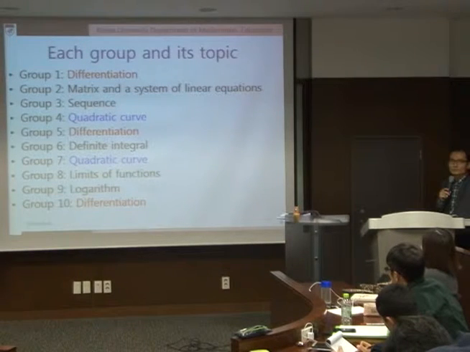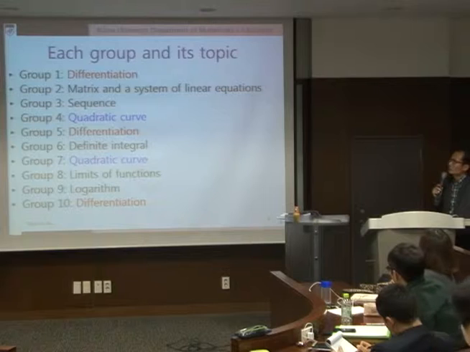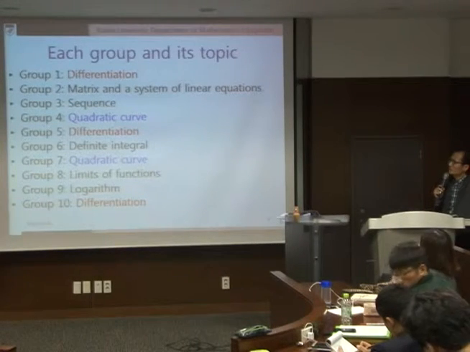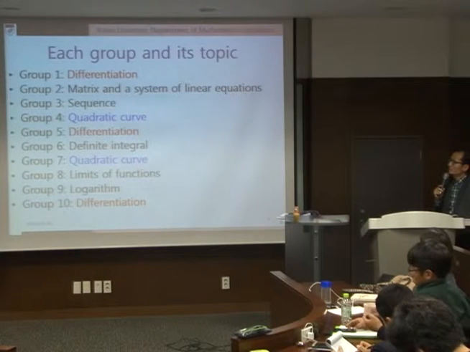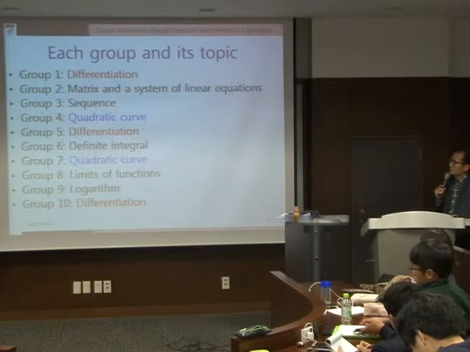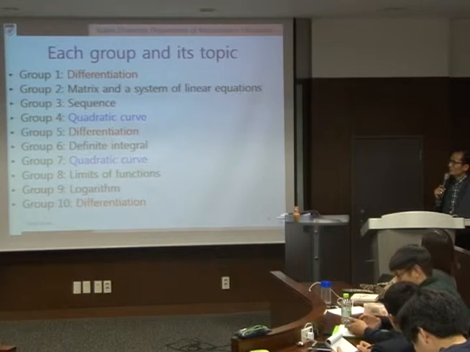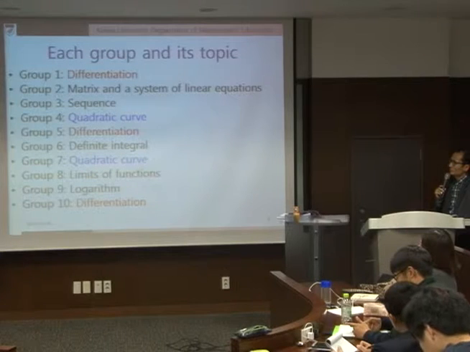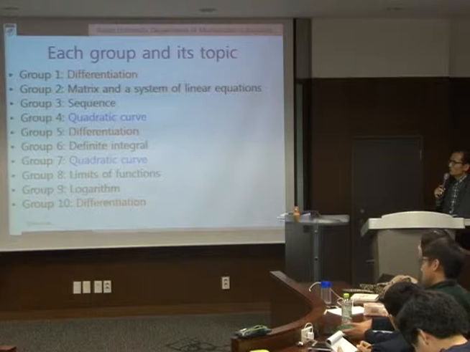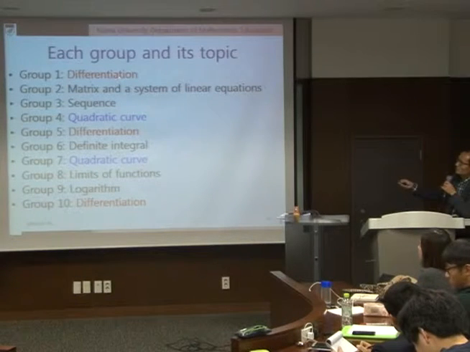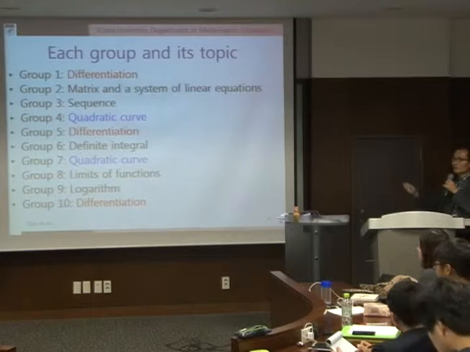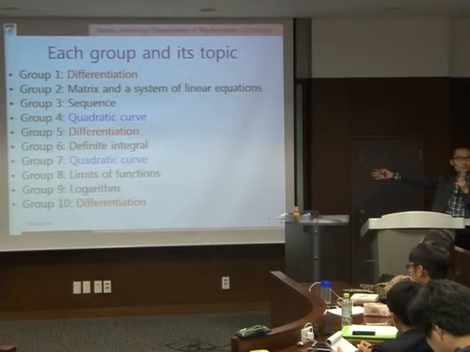Group 1, differentiation, right? You did. Group 2, matrix and system of linear equations. Group 3, sequence. Group 4, quadratic curve. Group 5, differentiation. Group 6, definite integral. Group 7, quadratic curve. Group 8, limits of function. Group 9, logarithm. Group 10, differentiation. So, as you can see, three groups worked on differentiation. That's why I take a look at it first, differentiation.